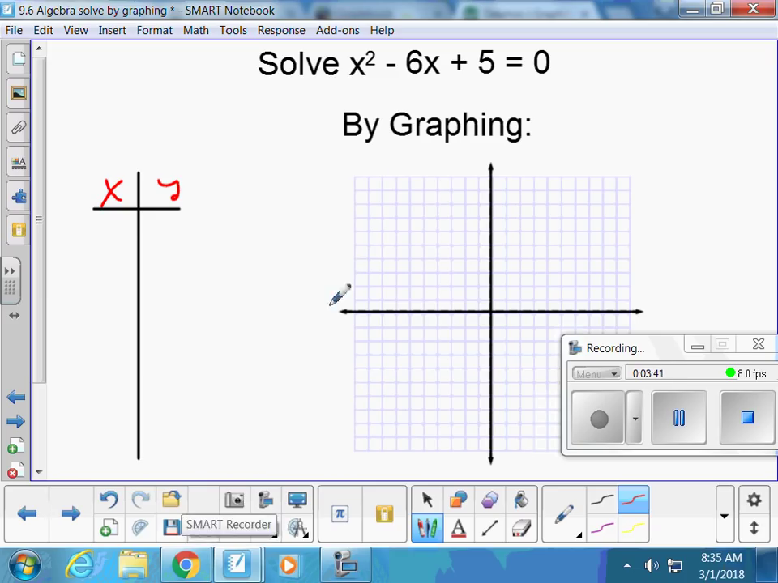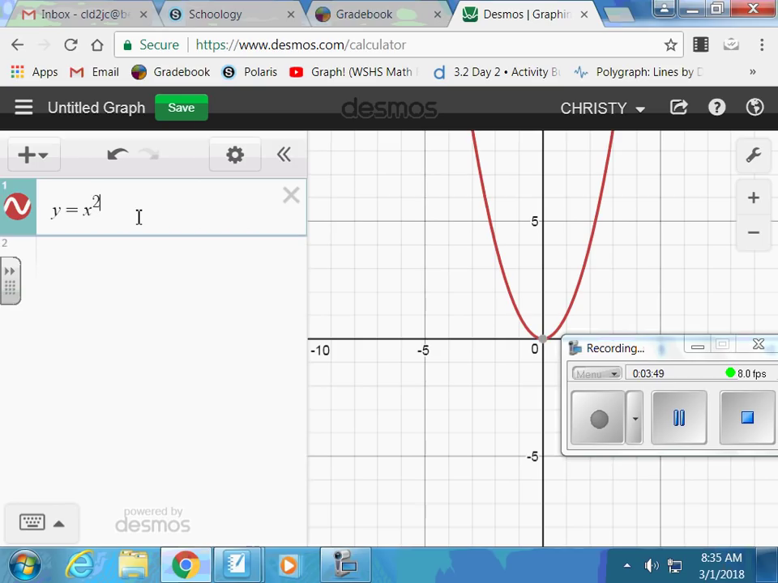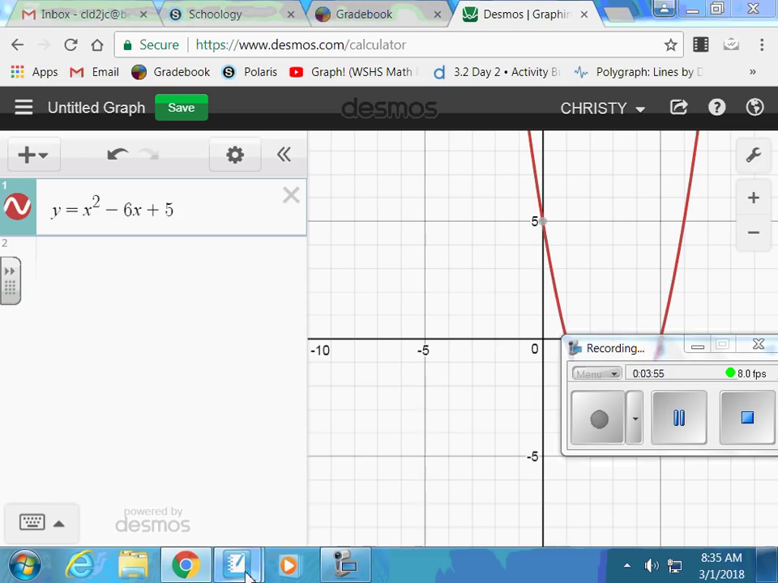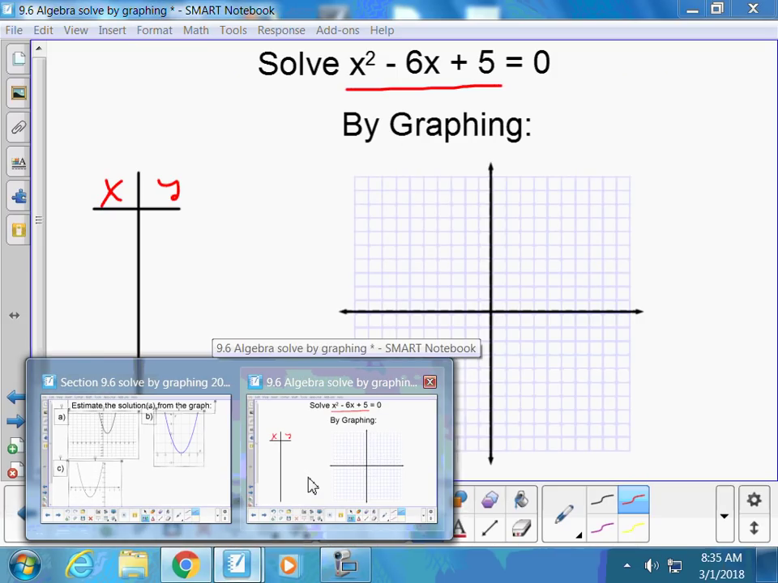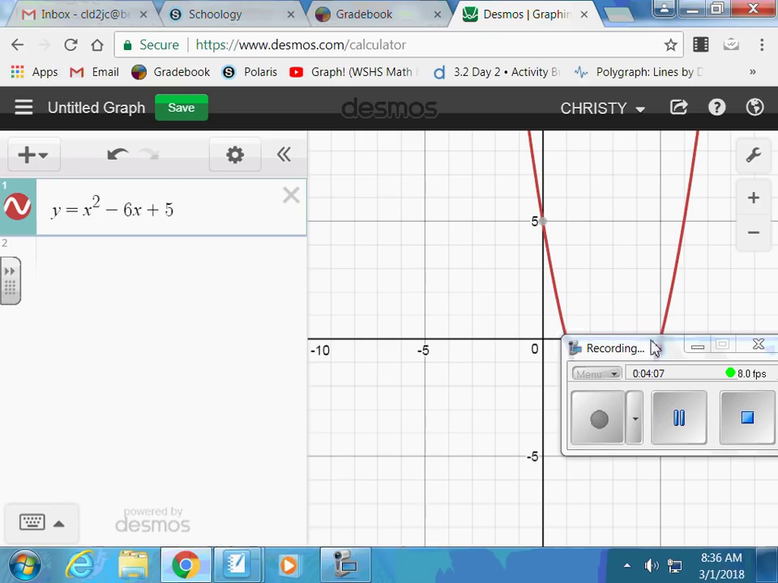So we're going to open our Desmos and put in the equation y equals x squared minus 6x plus 5. Just going to make sure I typed it in right. X squared minus 6x plus 5. Perfect. Just going back and forth from our Desmos to our slides. There's my Desmos.